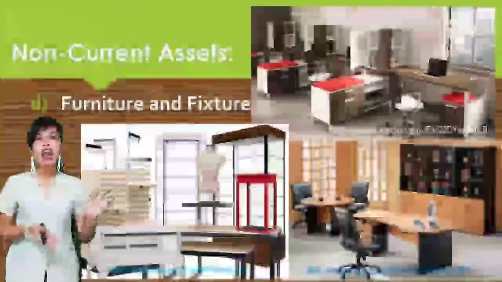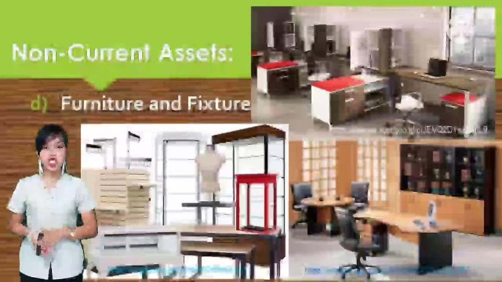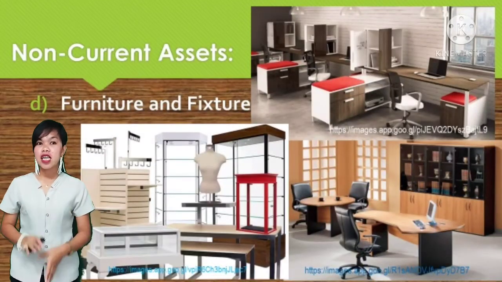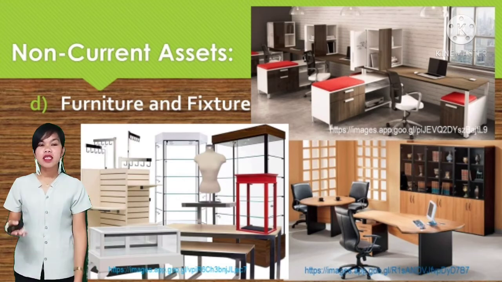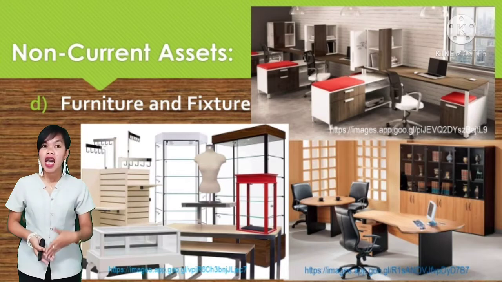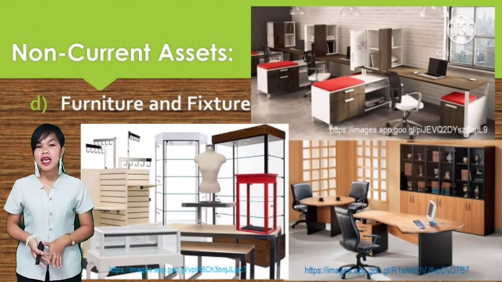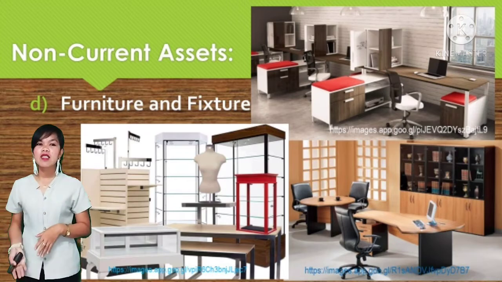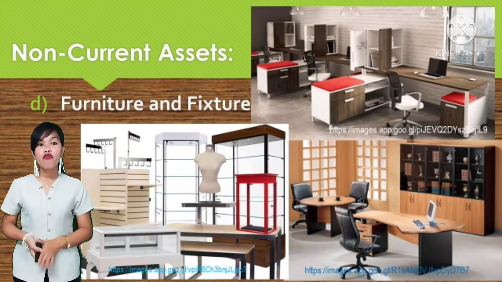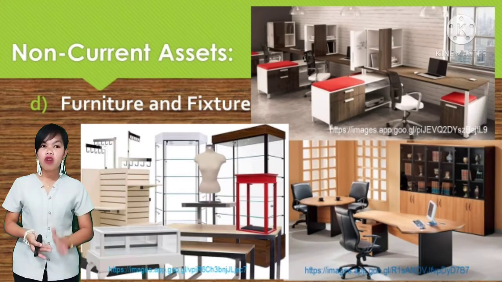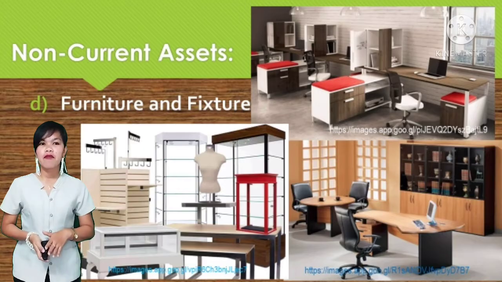And then we have the furniture and fixtures. Includes tables, chairs, carpets, curtains, lamp, and lighting fixtures that are used in the company or business to operate. A specific account title may be used such as office furniture and fixtures or store furniture and fixtures.